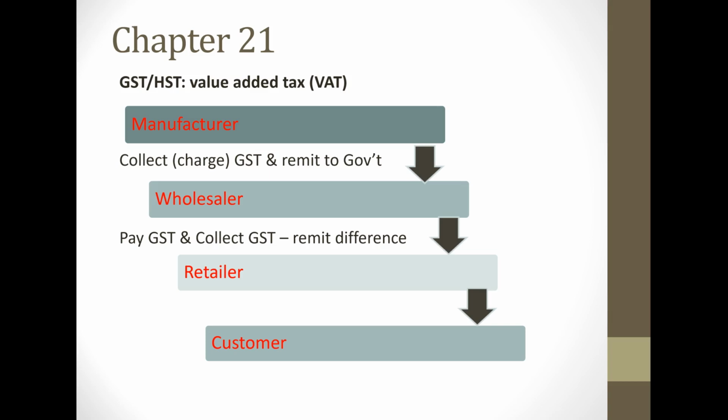The retail store, when they purchase the item from the wholesaler, would have had to pay GST. And when they sell the item to the customer, they're going to charge and collect GST. And once again, they'll remit the difference to the government. The customer, the final consumer, will pay the GST to the retail store. Now, if this is a province that charges GST and PST, the customer will also pay the PST because they're the final consumer of that product.